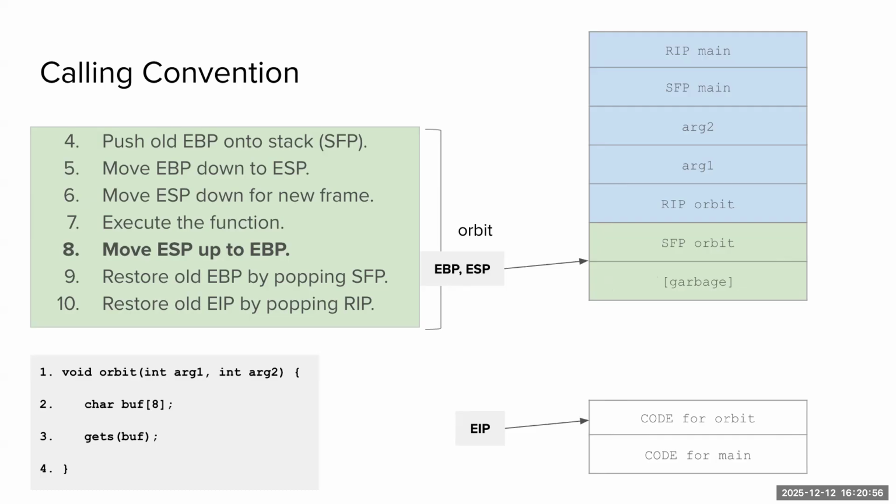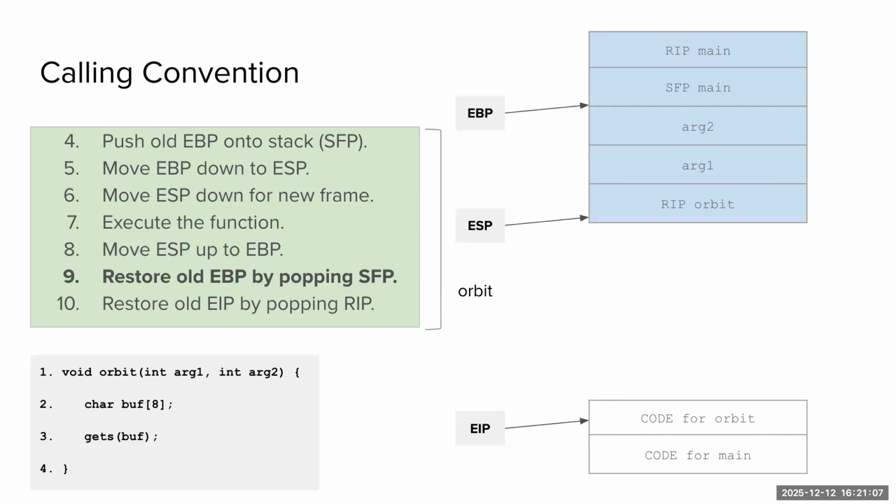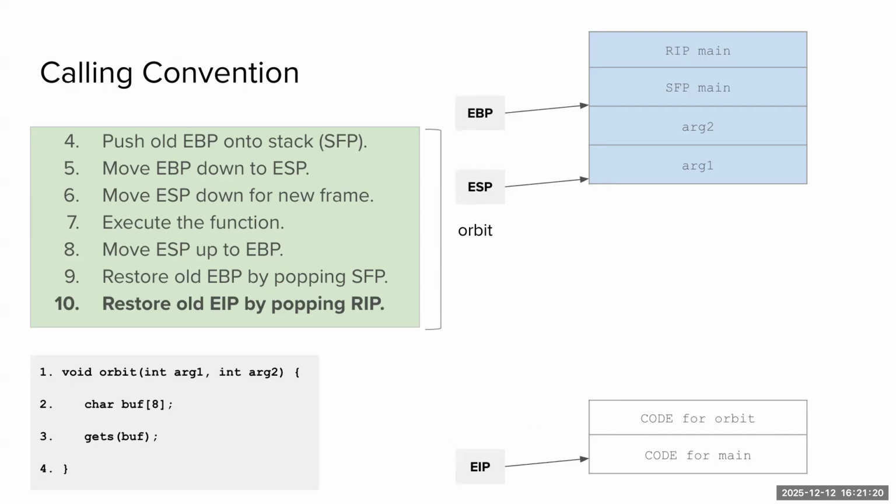So the stack frame is going to rise up to the EBP. This tells us, hey, right above this address is going to be our SFP. So then we can modify our EBP to be whatever we saved earlier. So we restore the EBP to be the EBP of main. And then we have to restore the RIP. This is what the return instruction does. It's going to pop the RIP off from the stack, move the ESP up, and set the current EIP back to whatever was stored in this RIP. So we're going to continue running code in main again.